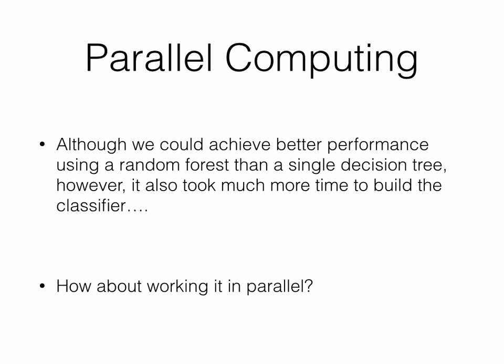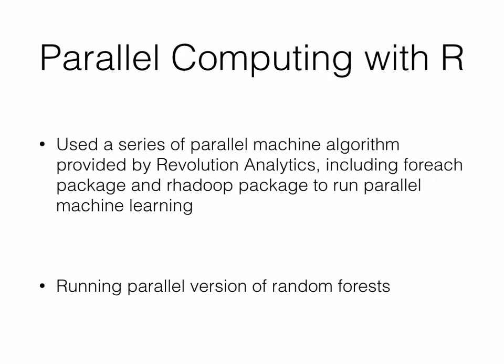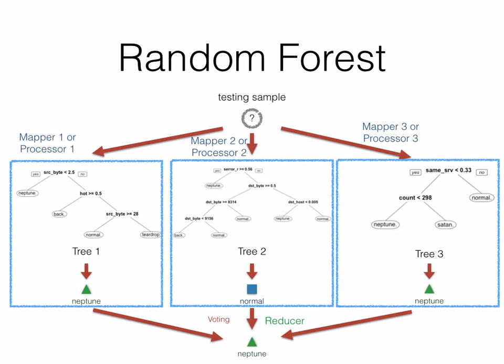But it also takes much longer, because now you need to train not only one decision tree, you need to train a lot. So how about doing it in parallel? I'm trying to do parallel computing with R. This is the package provided by Revolution Analytics for foreach and doParallel, and then we try to run a parallel version of random forest.